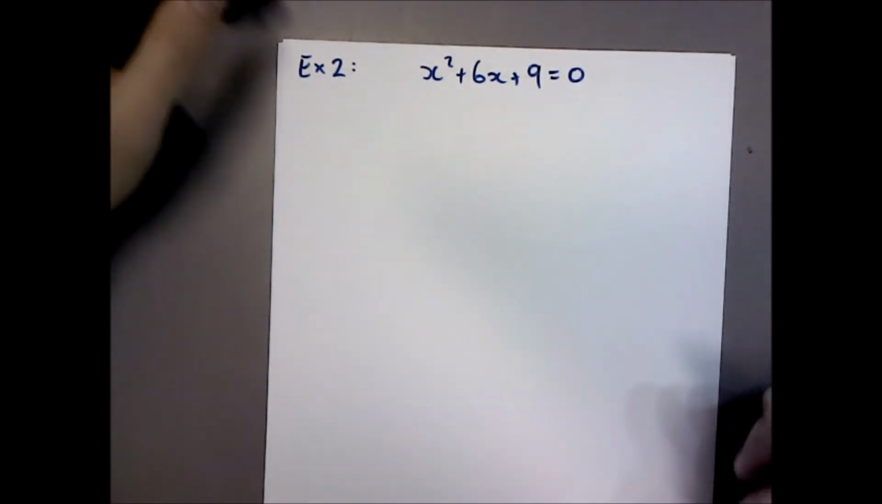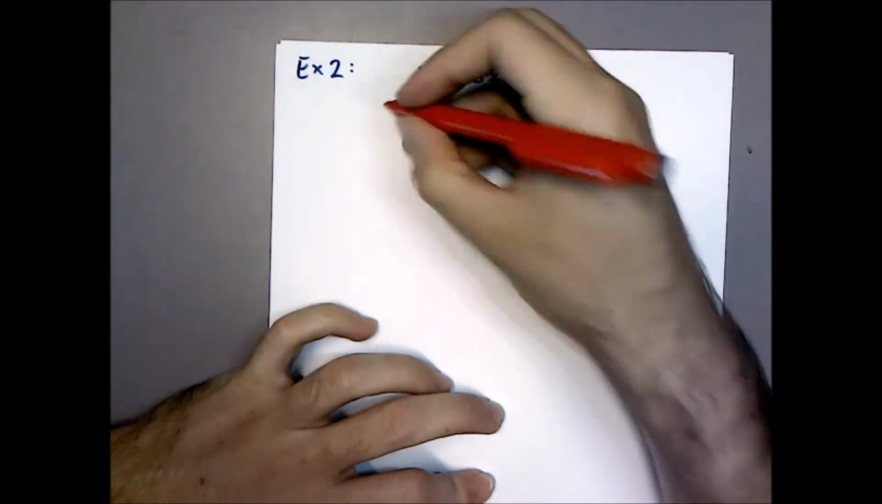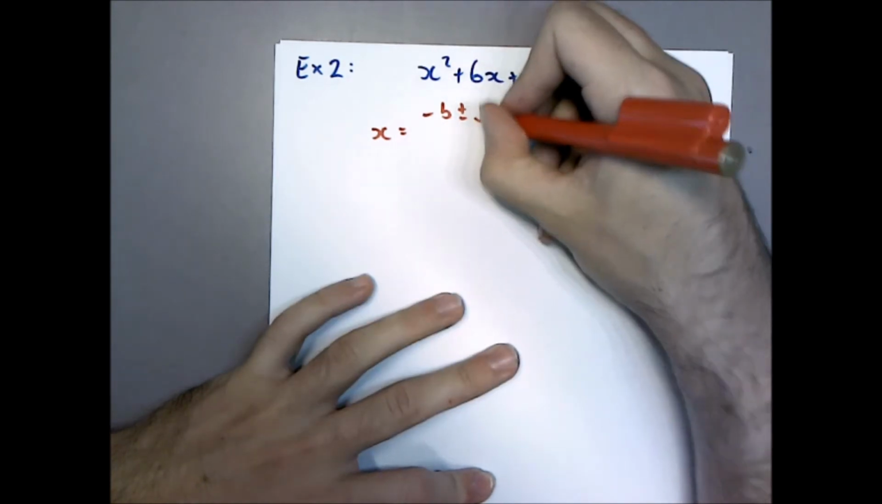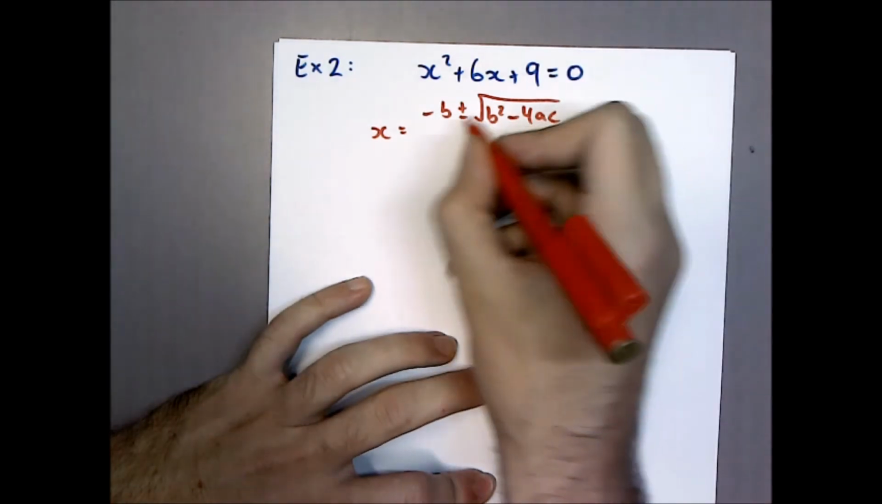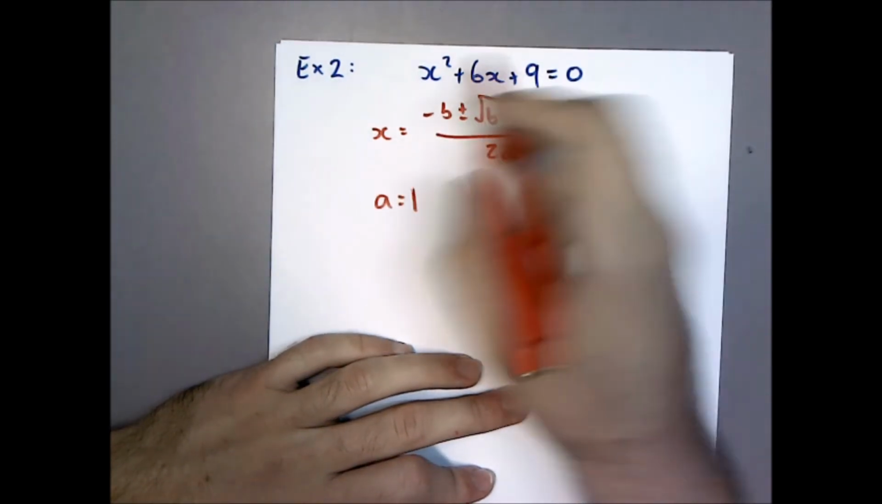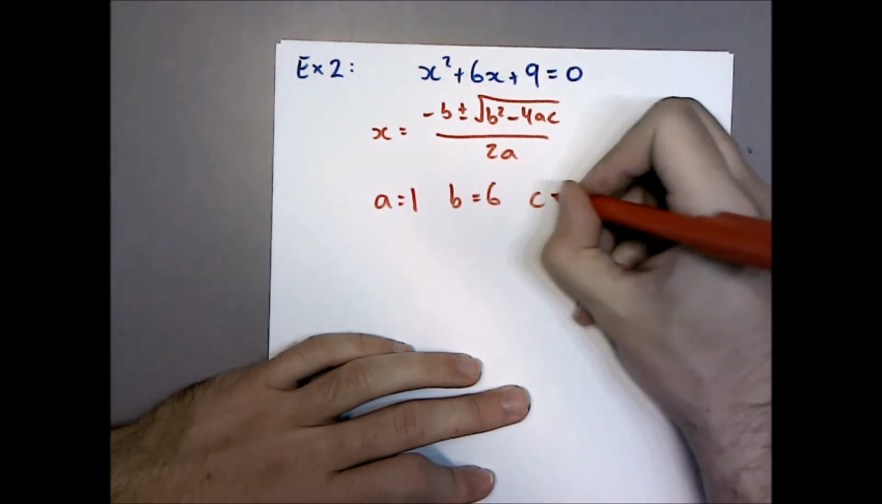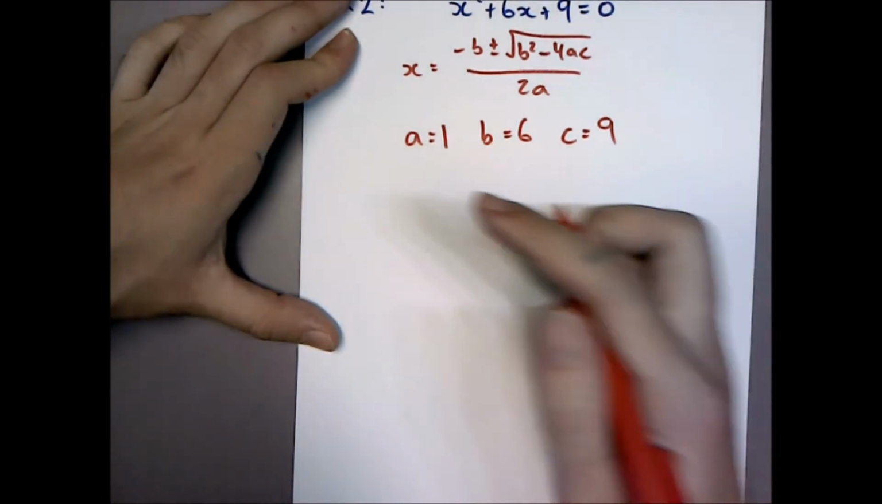And again, it's the same process every single time. You've just got to be careful when you sub in your numbers. So I write out my formula first. x equals negative b plus or minus the square root of b squared minus 4ac divided by 2a. My a value is 1, so it's just a 1 in front of x squared. My b value is equal to 6. My c is equal to 9. So I throw my numbers in.